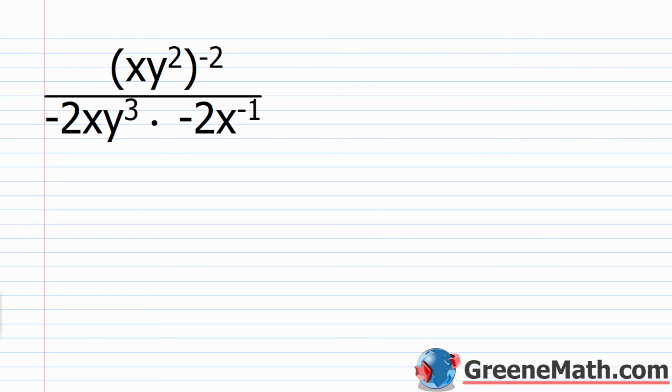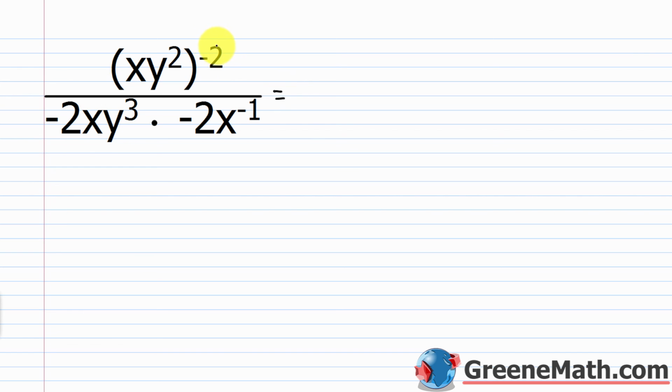All right, let's take a look at some practice problems to wrap up the lesson. So we have xy squared, in parentheses, raised to the power of negative 2. Then this is over negative 2 times x y cubed times negative 2 times x to the power of negative 1. So let's start out in the numerator.